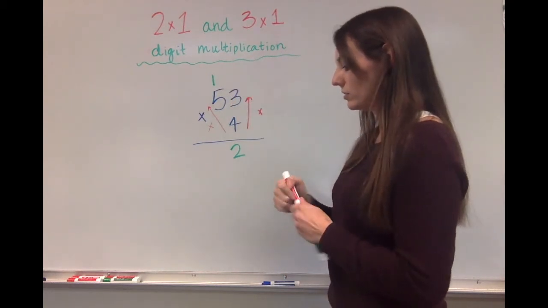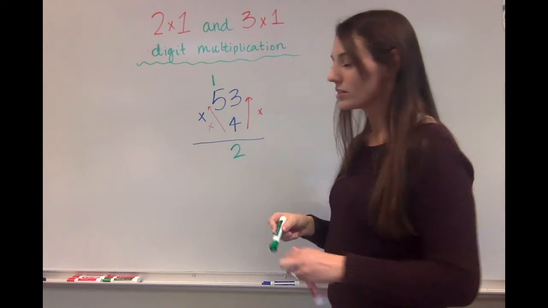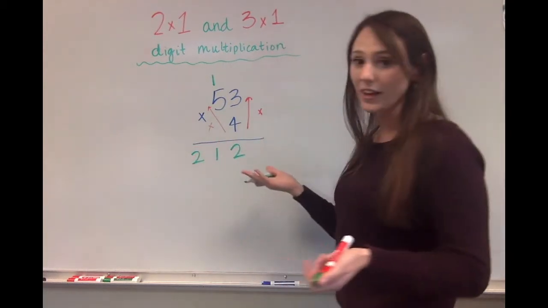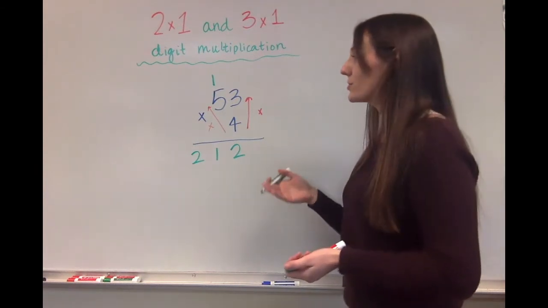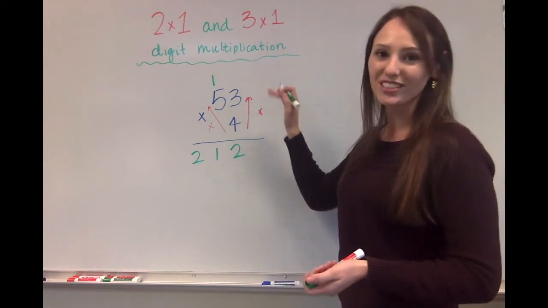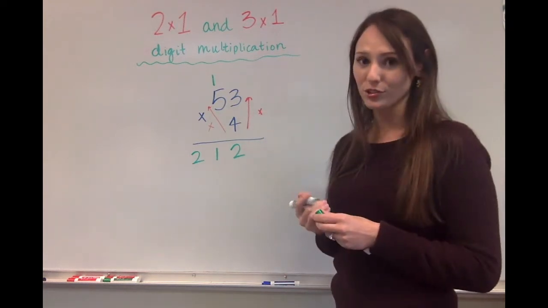So now I don't have any other digits that I'm working with, so I'm going to write that answer down here. And that's going to be my final answer. So the product, the answer to a multiplication problem, the product of 53 times 4 is going to be 212.